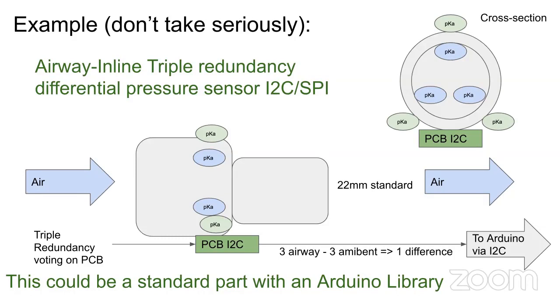So what I would like, and this is just an idea, I don't want anyone to really build this, is you could build a physical device that you plug into the airway that has three sensors on the outside sensing ambient air and three sensors on the inside sensing airway air, have a circuit which does a voting algorithm if one of the sensors is off, subtracts them, and sends the difference via I2C to an Arduino. And the beauty of that system is then the Arduino doesn't have to use software to decode the pressure differential. Presumably, it would be more reliable because once this module is fully tested, everybody can rely on it.